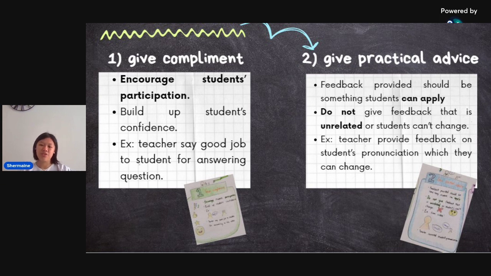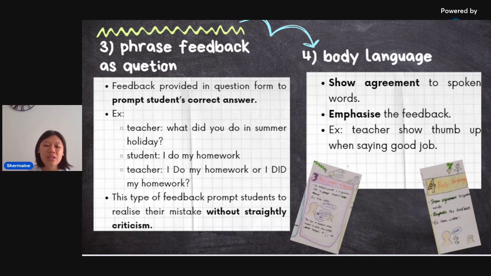So for example, in the video, the student said "learn," and the teacher said "learned," to make the pronunciation better. So you correct the student's pronunciation. This is something that they could change. But if you give advice on something that they couldn't change, then the feedback is ineffective because it's not up to them. Third is phrase feedback as a question.